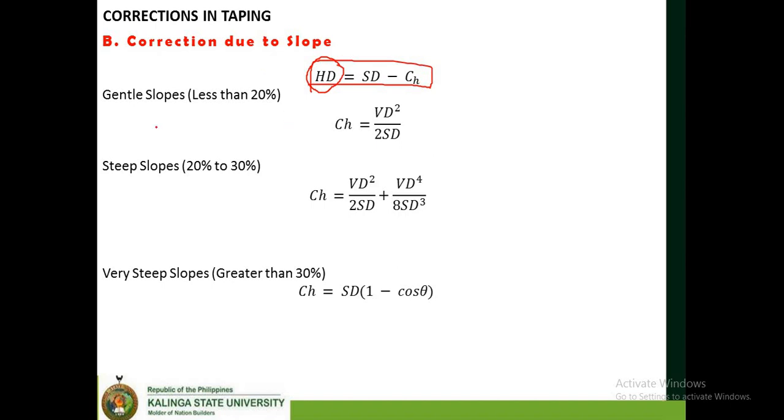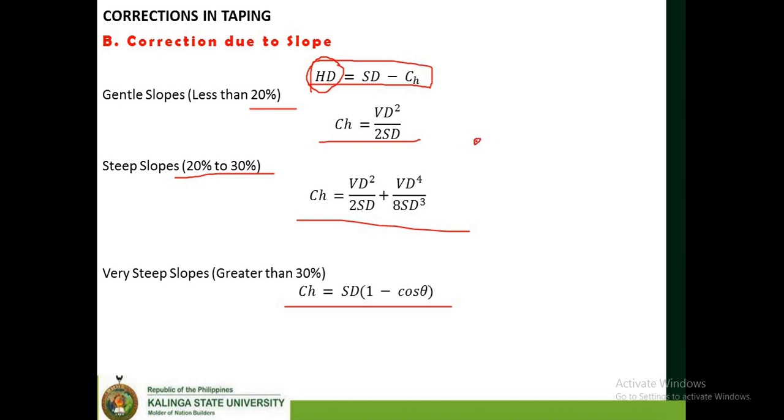And, there are conditions or there are equations we have to use. Depende siya doon sa slope na given. If the slope is less than 20%, ito ang ating equation. If the slope is between 20 to 30%, this is our equation. And for very steep slopes, this is our equation. Ano ang gentle slope? What is steep and what is very steep?